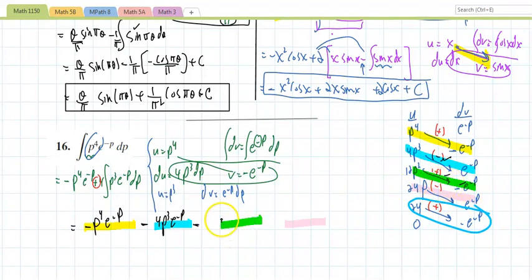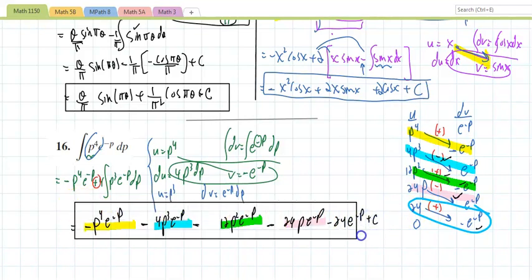The green, 12p squared e to the negative p. The pink, minus 24p e to the negative p, and a minus positive times a negative, 24 e to the negative p plus c. Instead of doing integration by parts 4 times, that's what we'll get.